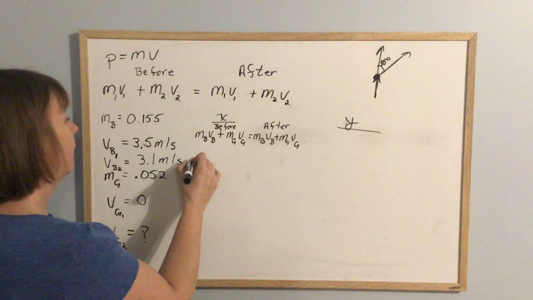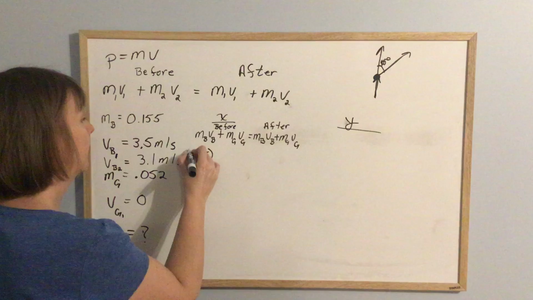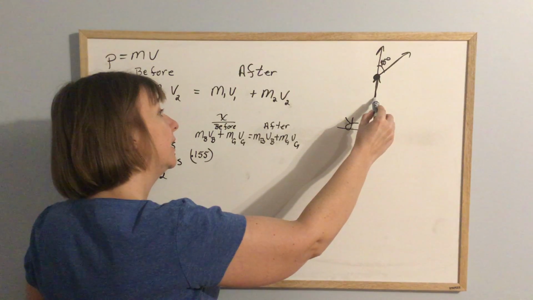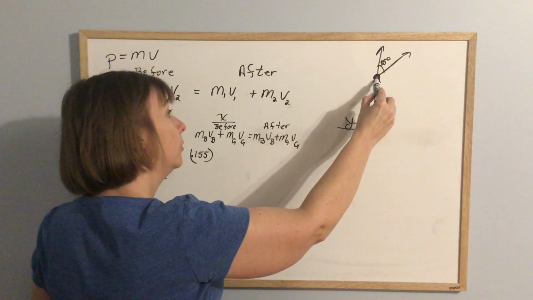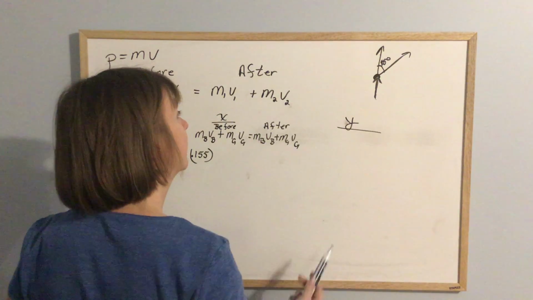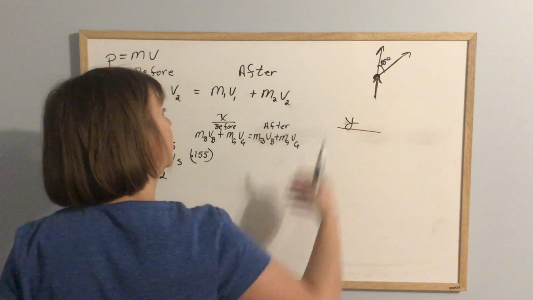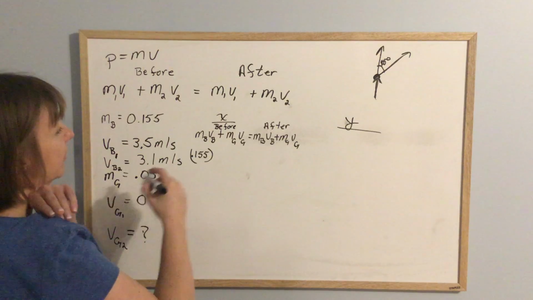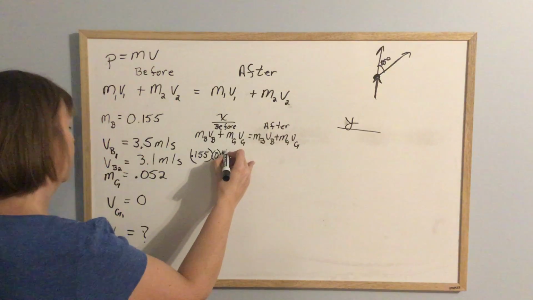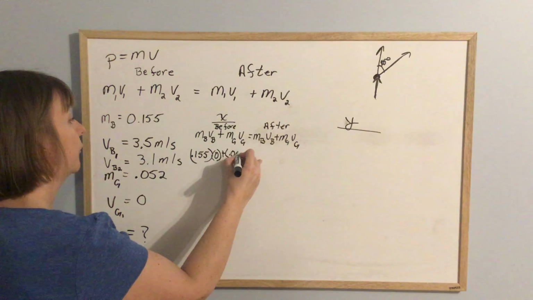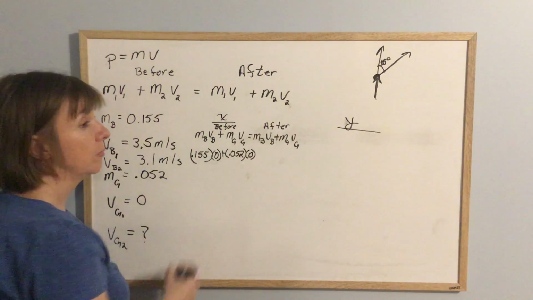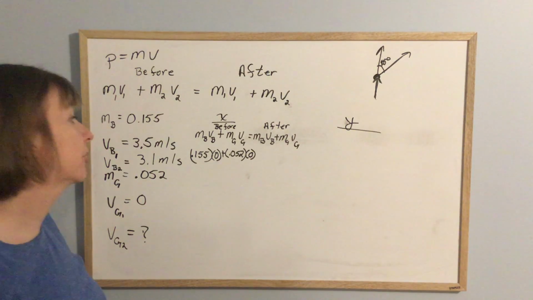So the mass of the billiard ball is 0.155. In the x direction, well, at the beginning, this billiard ball is going totally in the Y direction. It's not moving left or right in my drawing. It's going directly in the Y direction. So its initial velocity in the X direction is actually 0. Plus mass of the golf ball is 0.052. And the initial velocity of the golf ball is 0 because it wasn't moving. It wasn't moving in the X direction and it wasn't moving in the Y direction.